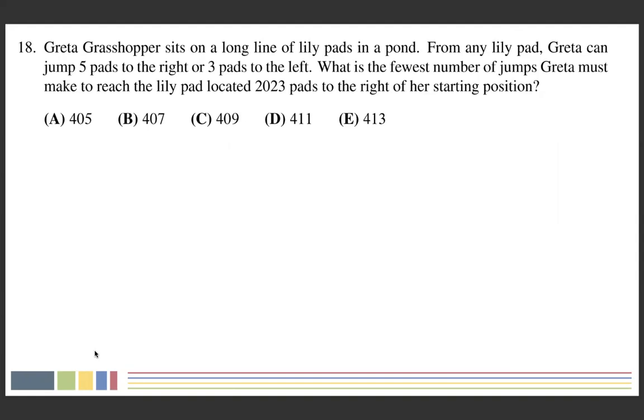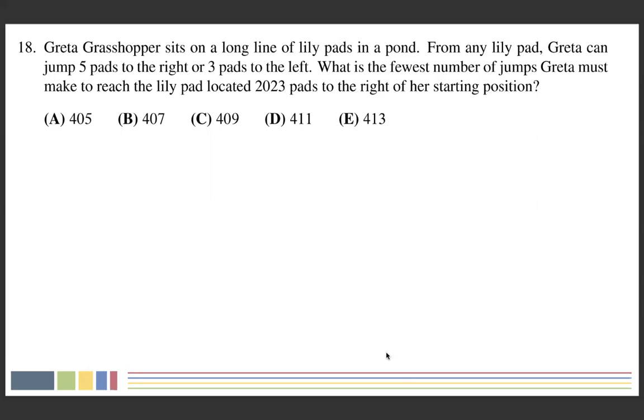Okay, so we have this grasshopper and she's trying to hop. So the thing is, these kinds of problems would be very difficult, but this one's actually not too bad because Greta only has 1 way to move right and 1 way to move left. So if she wants to move right, she only has 1 option. If she wants to move left, she only has 1 option.